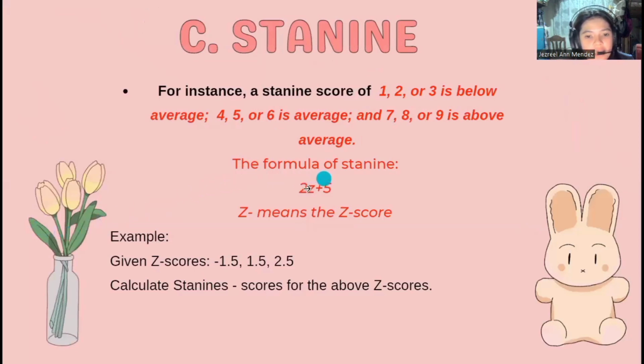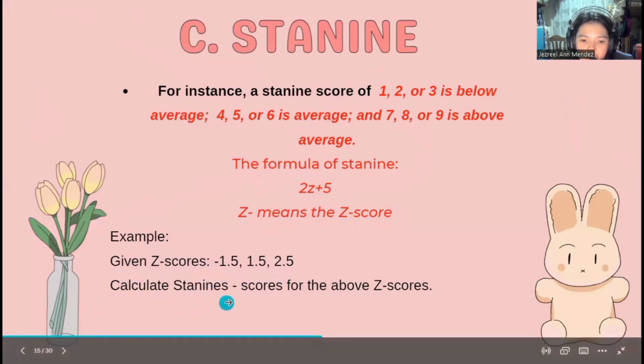So how do we get the standard nine, or stanine? This is the formula of stanine, which is 2z plus 5. Z means the z-score. For example, the given z-scores are negative 1.5, 1.5, and 2.5. Calculate the stanine scores for the above z-scores.